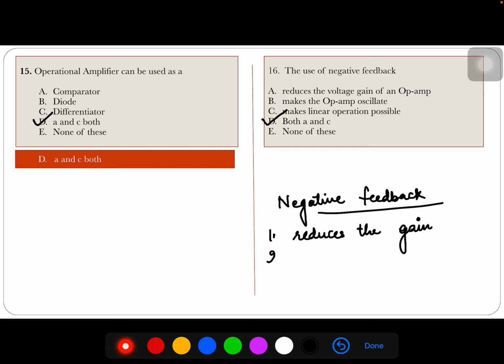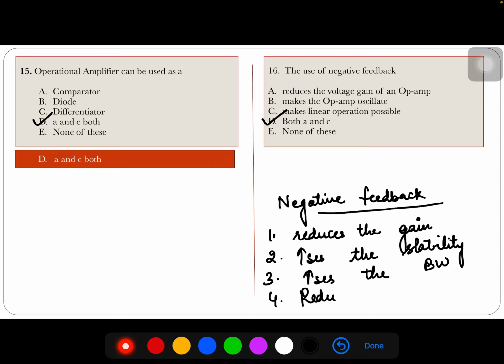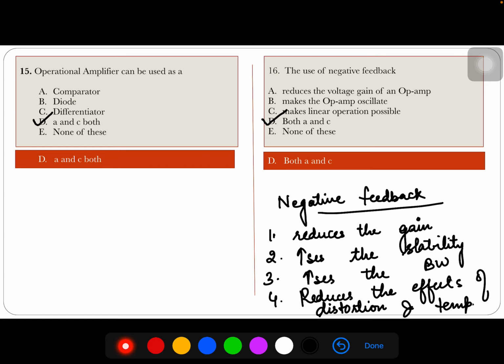Other effects of negative feedback are, let me tell you that one also: increases the stability, very, very important. Increases the bandwidth, very, very important. Reduces the effects of distortion and fluctuations in temperature. So it does not allow the fluctuations to affect the output. Okay, so this is very, very advantageous, negative feedback. So the correct option is D.